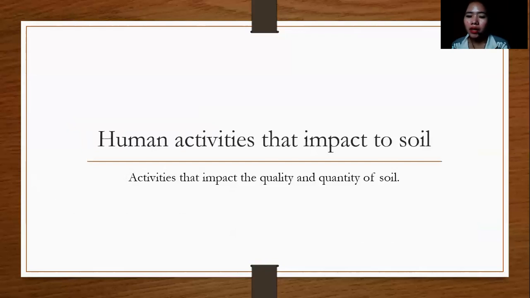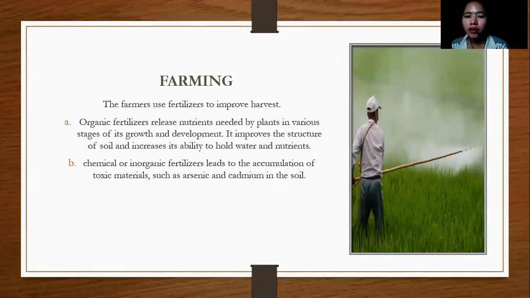So human activities that impact the soil. So these are the impacts that affect the quality and quantity of soil. So first one, farming. So most of the farmers use fertilizer to improve harvest.